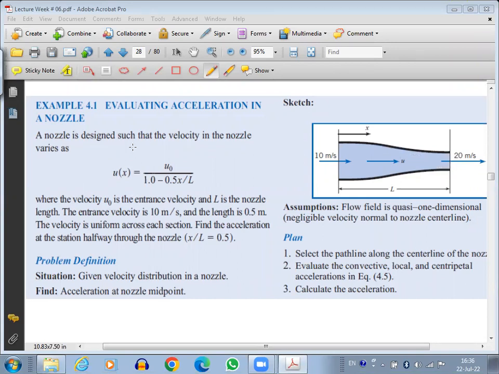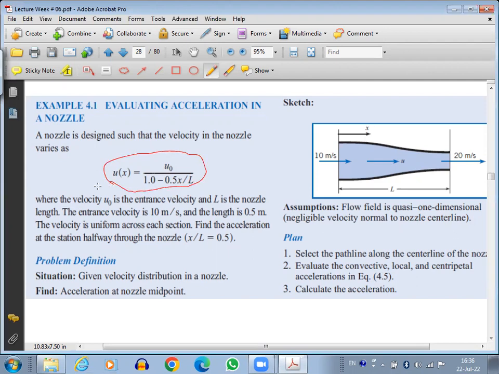So a nozzle is designed such that the velocity in the nozzle varies as follows. So this is the variation of velocity in the nozzle. It's provided in the question. This variation is only in the u direction, means in the x direction. And this is equals to u naught over 1 minus 0.5 x by L, where the velocity u naught is the entrance velocity and L is the nozzle length. The entrance velocity is 10 meter per second. So value of u naught is given. And the length is 0.5 meter. So length is also given.